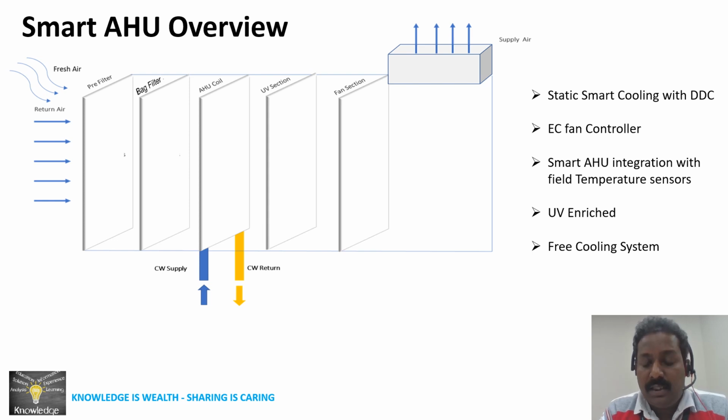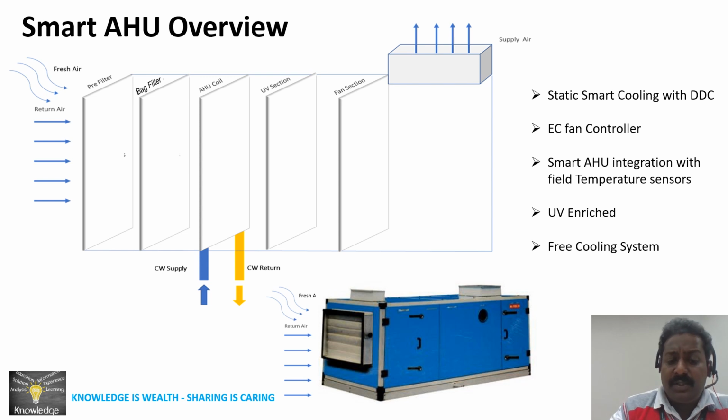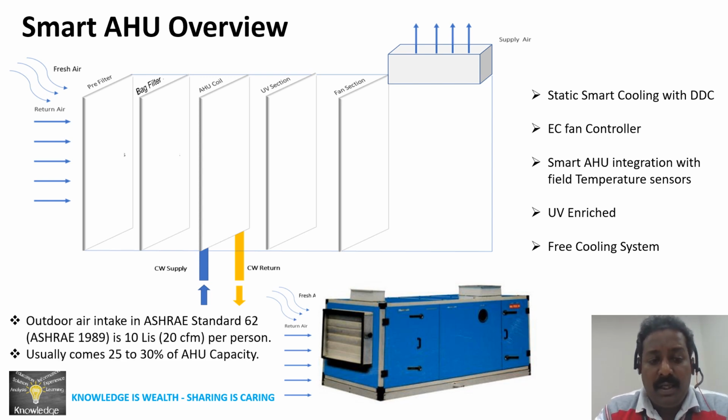The thing is, it can be conditioned through our filters and UV section, and it can be utilized for 100% free cooling for the workstation area if all parameters match. So next is fresh air. For fresh air, there's an ASHRAE norm which says outdoor air intake as per ASHRAE Standard 62 is 20 CFM per person.